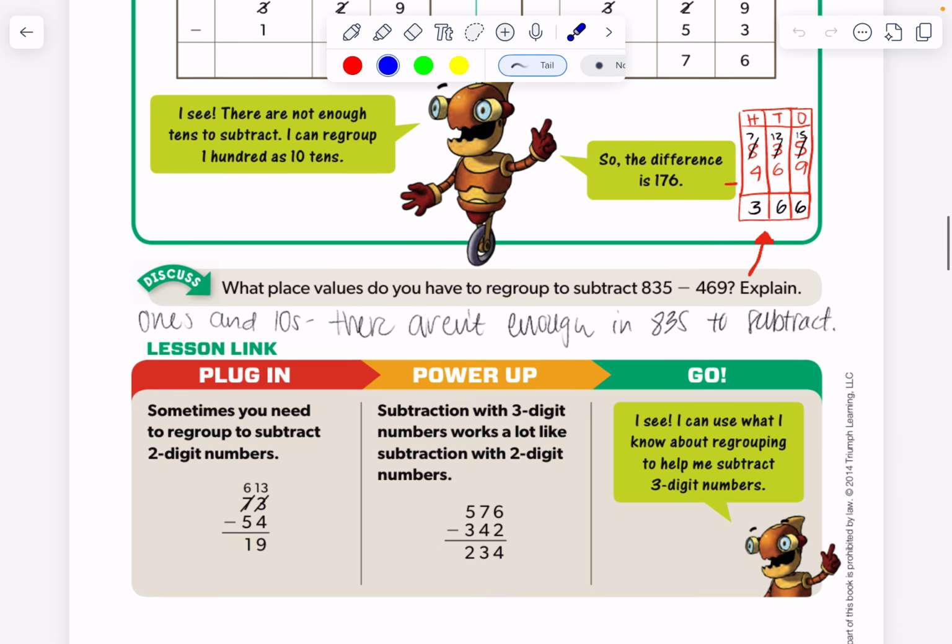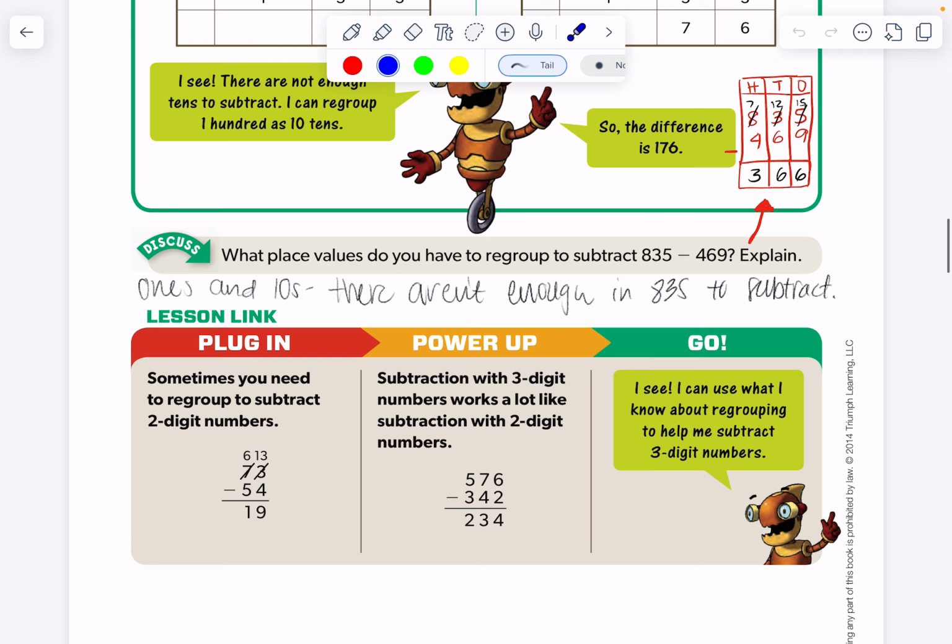From this model, you are then going to jump into a turn and talk. Just like yesterday, what place values need to be regrouped when we are subtracting these two numbers? Give students about 2 minutes to chat and work on the question before bringing them back whole group to discuss.